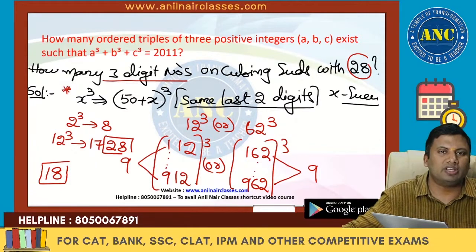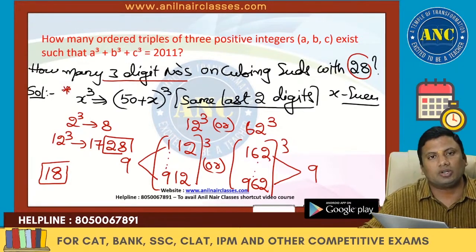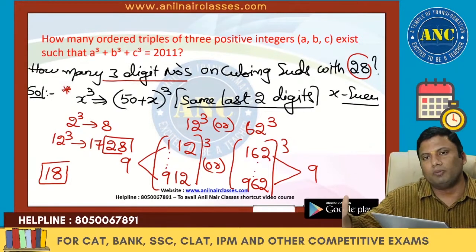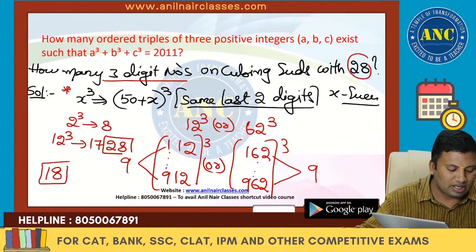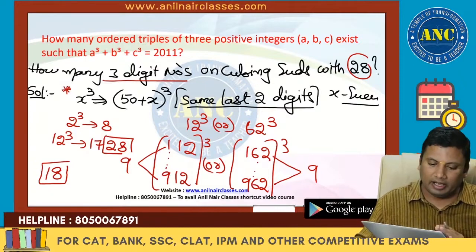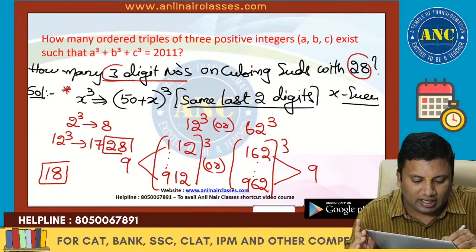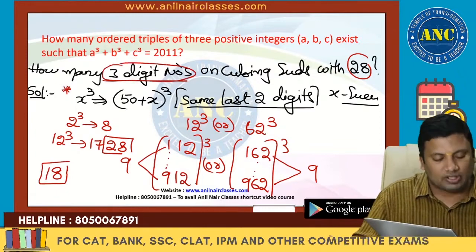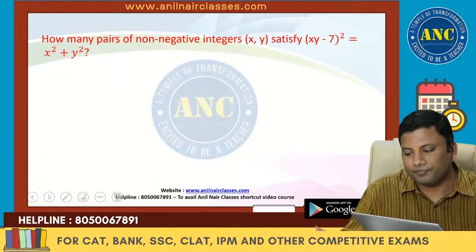Similarly, please try to solve this question. How many 3-digit numbers on cubing end with 44? 14 cube is 2744. Next is 64 cube, 114 cube, 164 cube. Like that, the process continues and the answer will be 18. I hope the idea is clear. Cube related, another wonderful concept. Idea is clear, right? Next one.